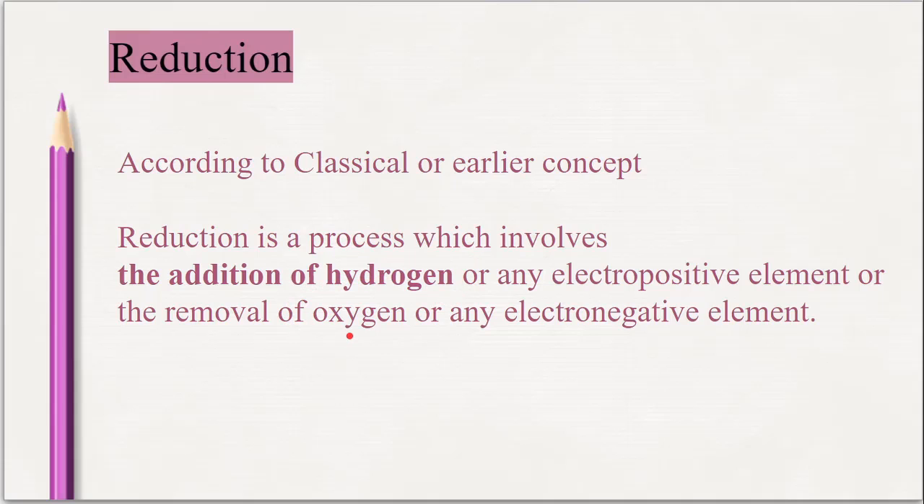In any chemical reaction, if hydrogen is added, or an electropositive element is added, or oxygen is removed, or an electronegative element is removed, then we can say that chemical reaction is a reduction process. The only thing you should remember in reduction is the addition of hydrogen. In any reaction where hydrogen is added, it is a reduction process. So here is the proper definition of reduction.